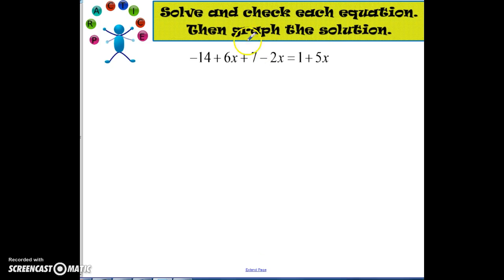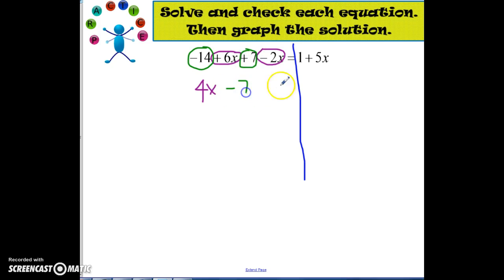Great, so for question number 6, it looks like we just have some combining to do. We have these x's over here. Uh-oh, an x on that side. Let's go ahead and split up our equation. So let's combine this side first. Plus 6x minus 2x would be 4x. And then if we look at our constants, negative 14 plus 7 is minus 7 equals 1 plus 5x.